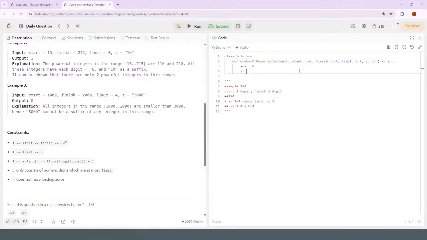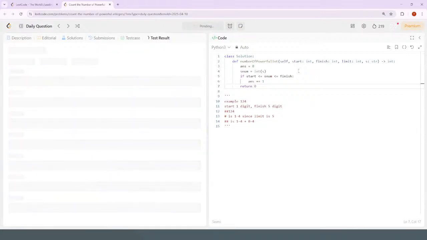If s num is the integer value of the string s, and if the start is less than or equal to s num, which is less than or equal to finish, then we'll say that counts as 1. Let me just check that code works.